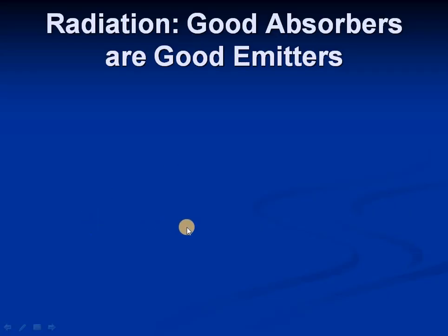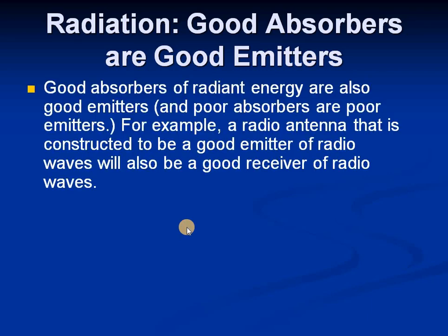Now, good absorbers and good emitters of radiation. Good absorbers of radiant energy are also good emitters, and poor absorbers are poor emitters. For example, a radio antenna that is constructed to be a good emitter of radio waves will also be a good receiver of radio waves. A radio antenna absorbs and receives radio signals. Since it is a good receiver, it can also emit.